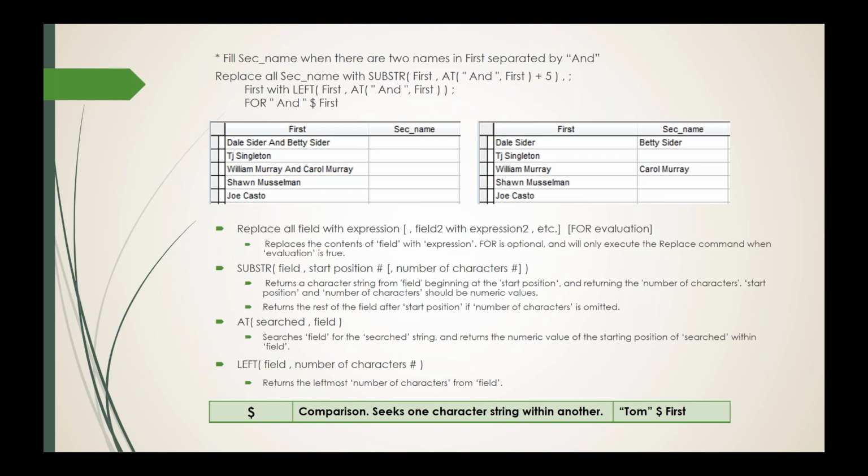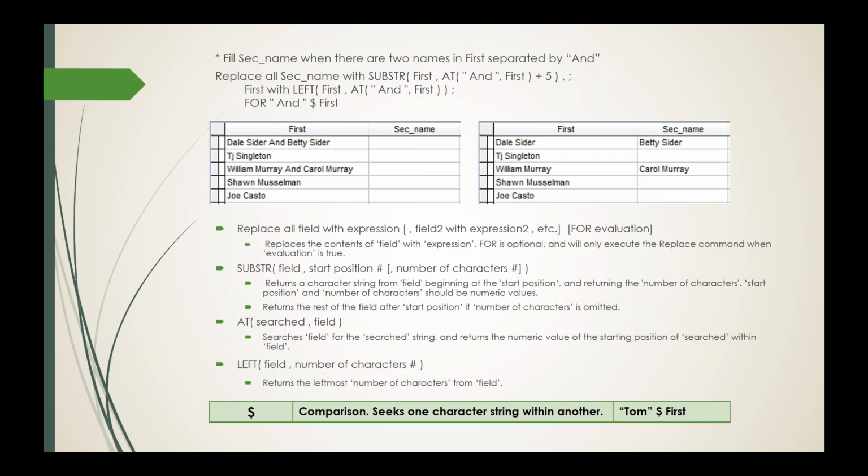The second parameter that we provide is another AT function. This time I'm using the exact same AT function I did in my previous expression, but I'm not adding 5 to it. Because in this case, once I find space "and" space, I don't need to add anything to that position, because for this function it's going to return 11, in which case it's going to stop right at that space character. So this left function is only returning, as far as the first record goes, the 11 leftmost characters in that field, which is exactly what I want. I just want Dale Cider.